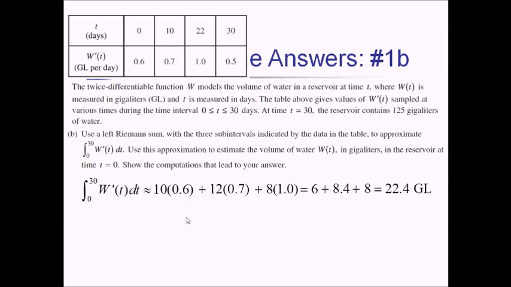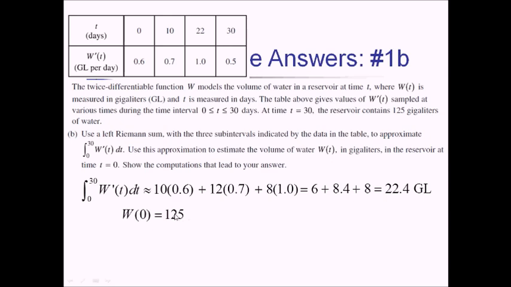Now for the next part of the problem. Use this approximation to estimate the volume of water in gigaliters in the reservoir at time 0. We already know the gigaliters at time 30, so we're going to use our FTC and go backwards to figure out time 0. I can say W of 0 equals, I'll save the approximation for later, so this equals is exactly equal to 125.